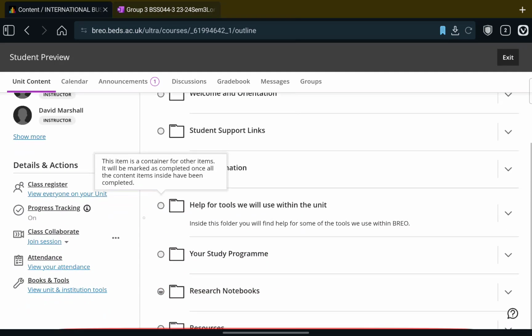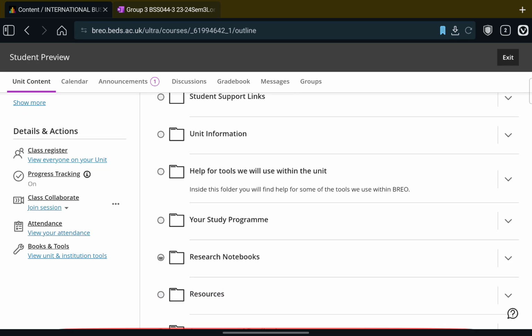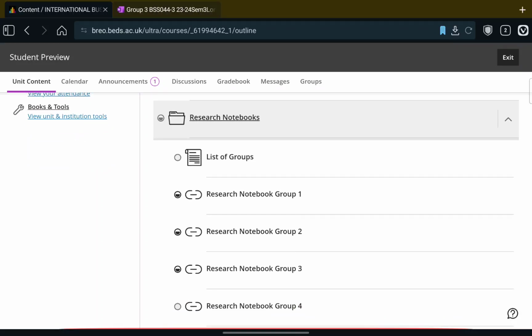This is a short introduction to the research notebook, a semester-long or unit-long project that we will be working on in groups. To get to the research notebooks, go to the Brio shell, scroll down and open up the research notebook folder. The first thing you'll see is the list of groups. Everyone has already been placed into a group, and you can find your name by opening that list and scrolling.